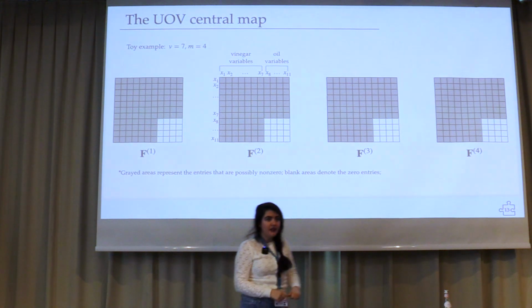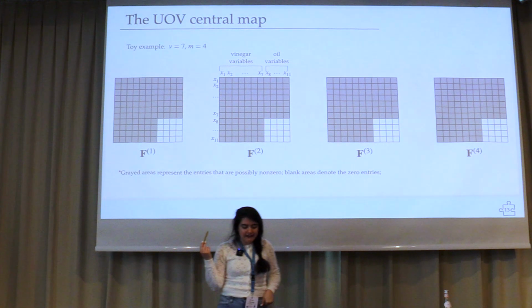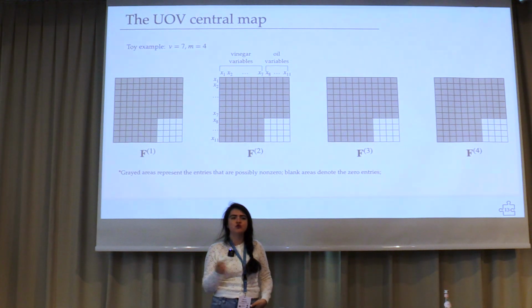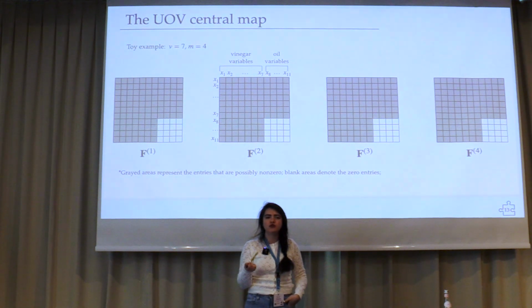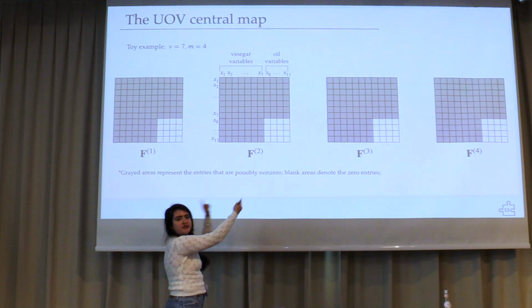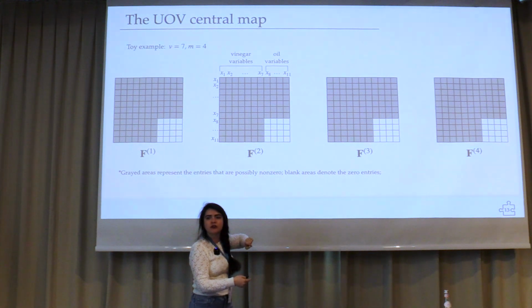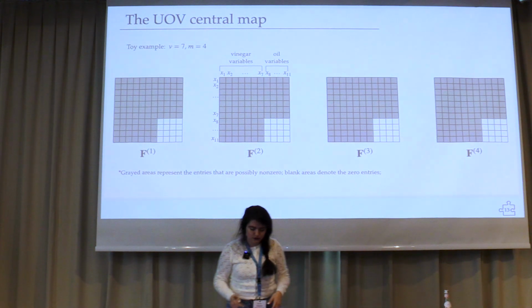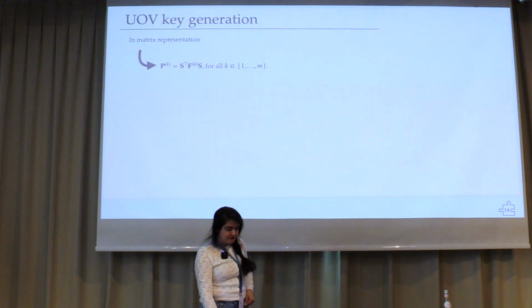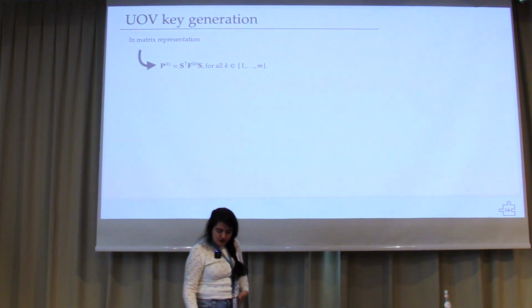This is what the maps of UOV look like, and it makes it even clearer why we don't do the transformation on the output. If you do a linear combination of these, it's not going to change the main structure. It's always going to be a 0 in this block down. So that's why UOV doesn't do it. Okay, the key generation.